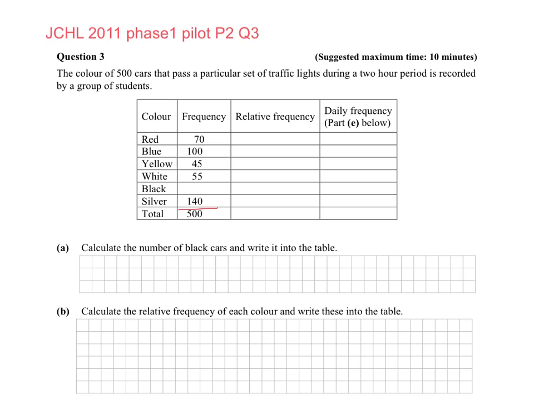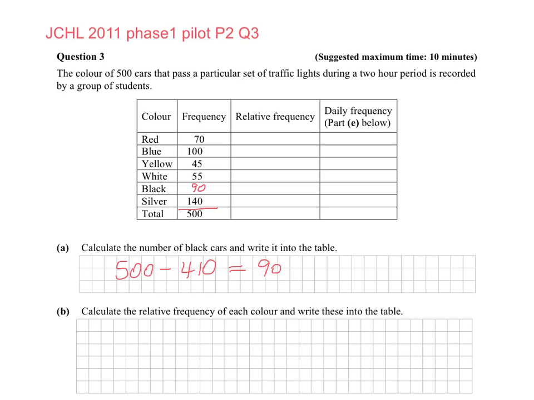The first thing they ask us is how many black cars there are. So if we appreciate there are 500 of them, all we need to do is take away from the 500 the other remaining colours. Now the other remaining colours, if you work it out, add up to 410. So therefore we have 90 left. There's not much room in there, but there's 90 left.